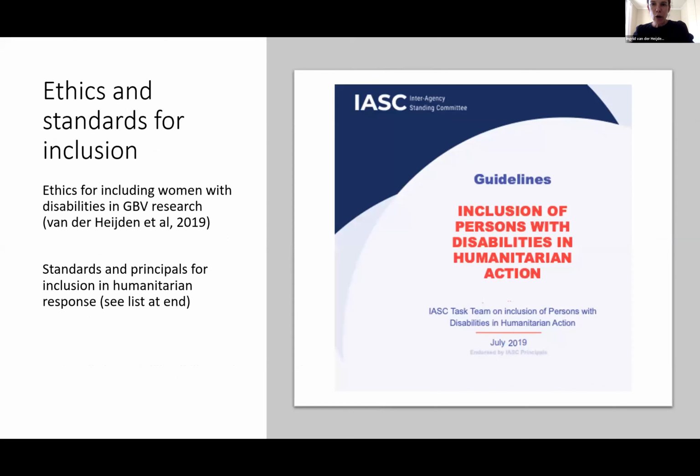So we know that there are ethical considerations that we need to take into account for including women with disabilities in gender-based violence research. I wrote a paper on it, although the paper was not humanitarian specific, I think that it is relevant, and that there are standards and principles for inclusion in humanitarian response. But there are no standards for inclusion in research in humanitarian settings. And that's what I would like to really look at in my presentation.